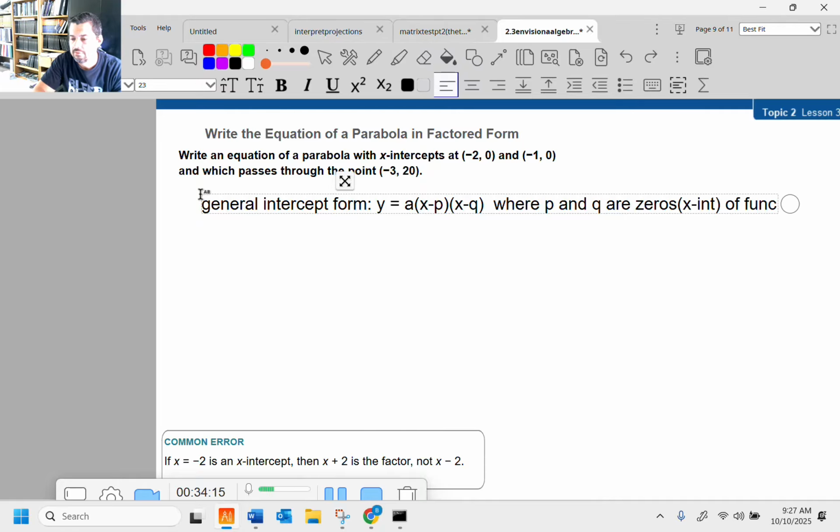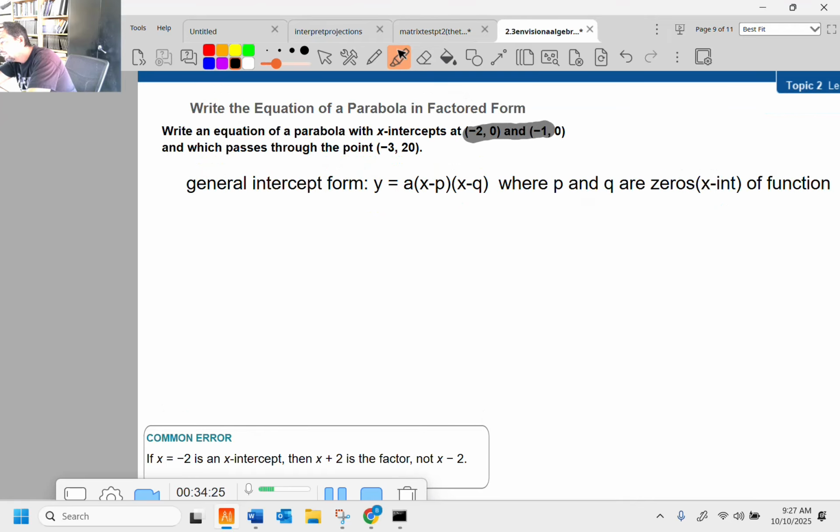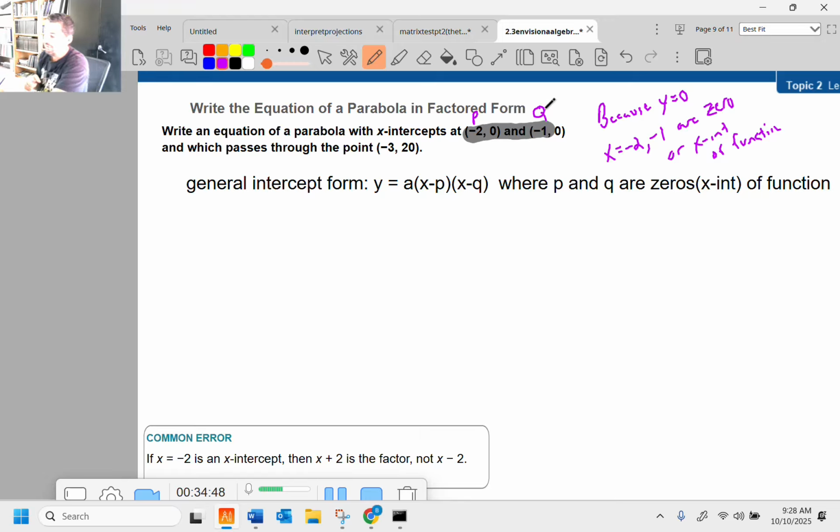Now, I'd say 25% of you wouldn't know by looking at it. But if you look at these 2 points here, because y equals 0, x equals negative 2 and negative 1 are zeros or x-intercepts or roots of the function. So one of these represents p and the other one represents q. And then we just throw stuff in.